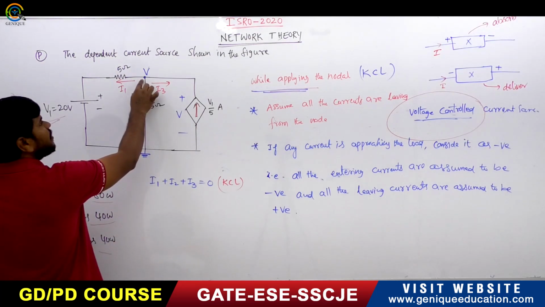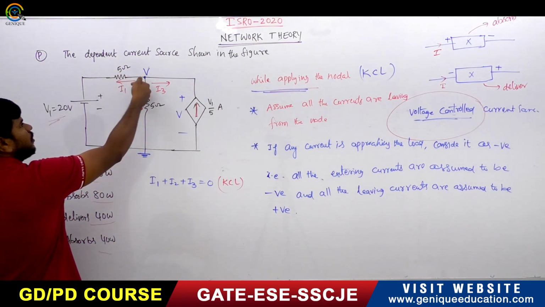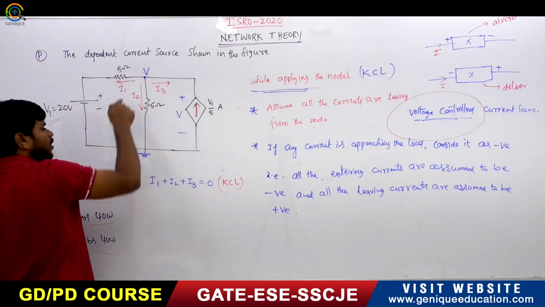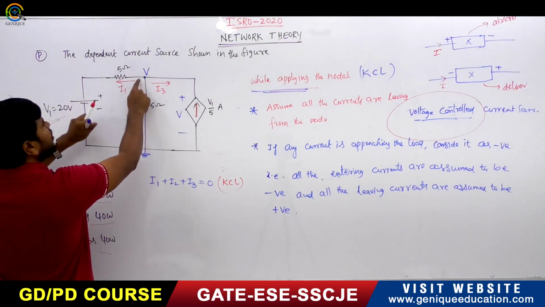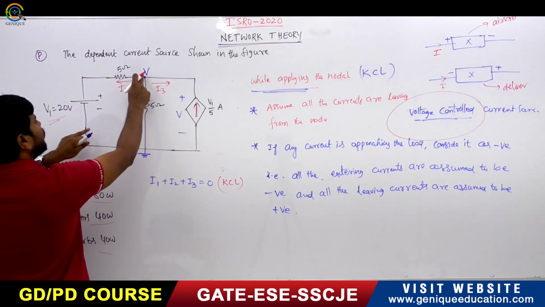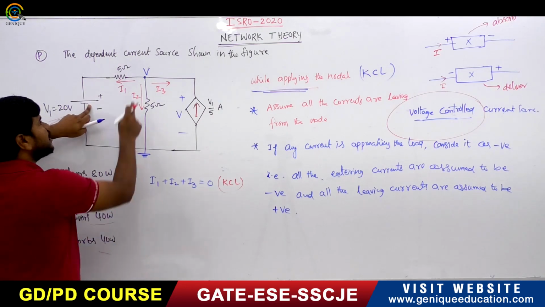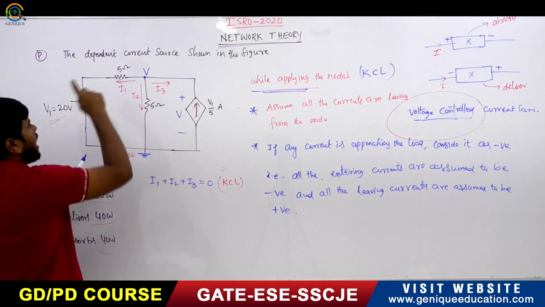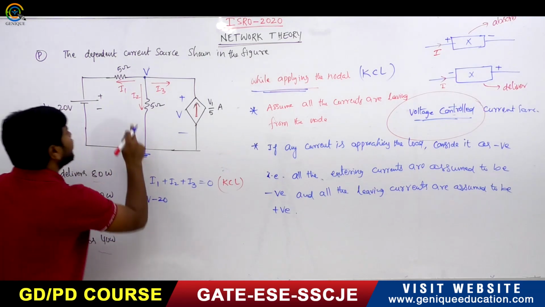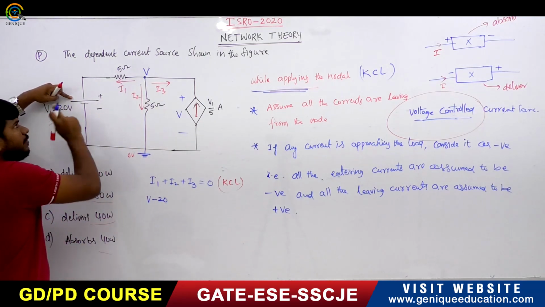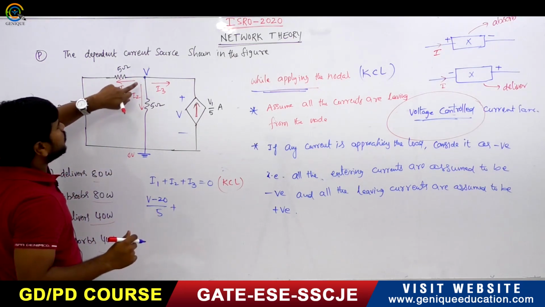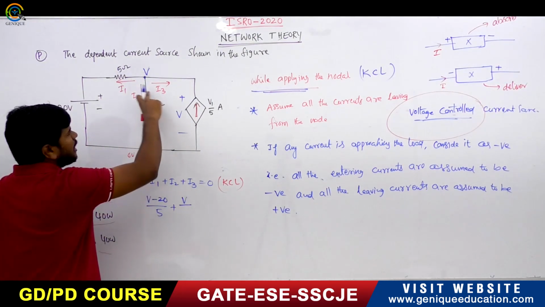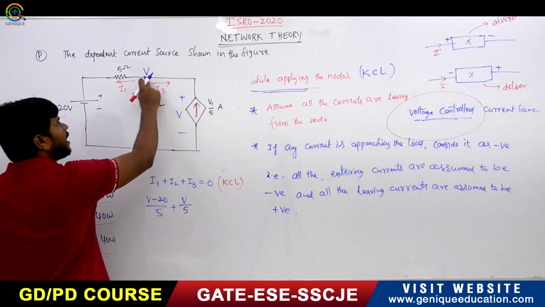Now what is I1? Observe this current: the voltage difference from here to ground. The current is V minus 0, but here there is one more thing. Observe this: V minus 20 minus 0, divided by 5. So I1 equals (V minus 20) divided by 5. Plus what is I2? I2 is (V minus 0) divided by 5, that is V by 5.